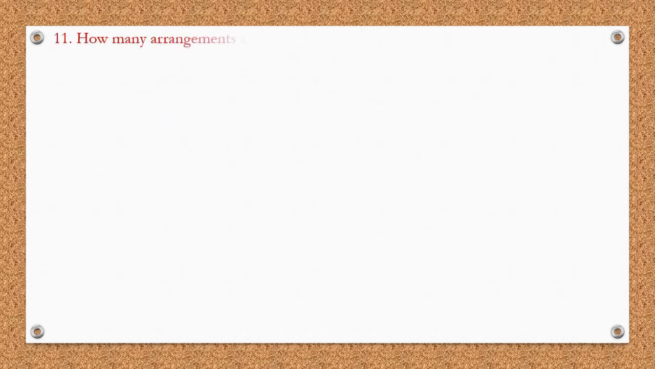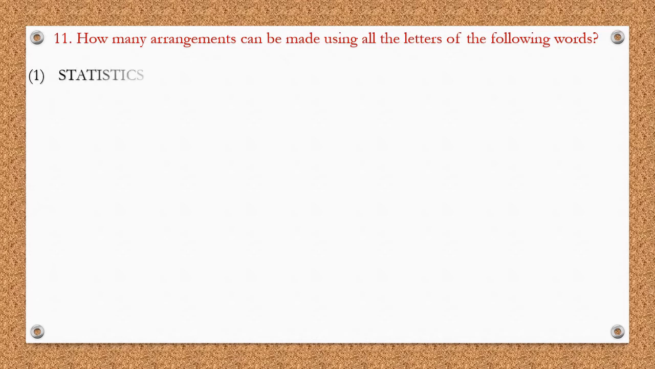11th: how many arrangements can be made using all the letters of the following words? Now there are three sub questions here. The first is the word statistics. Usually when we count the characters here, they are 10. So if we just want to find the total arrangements, it will be 10P10, 10 factorial, and we will get that long 36 lakh something answer.